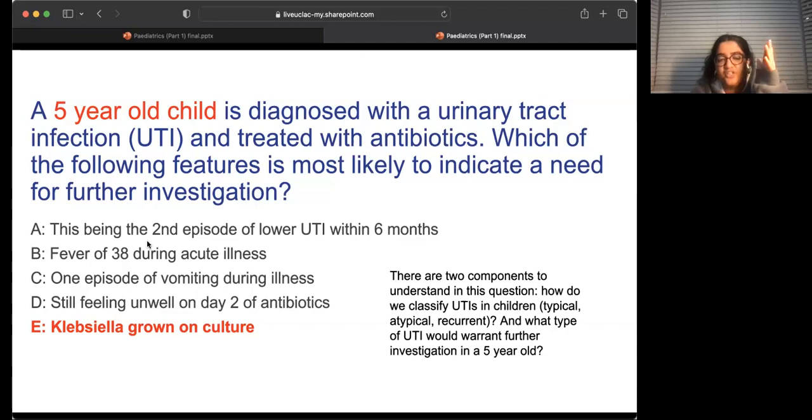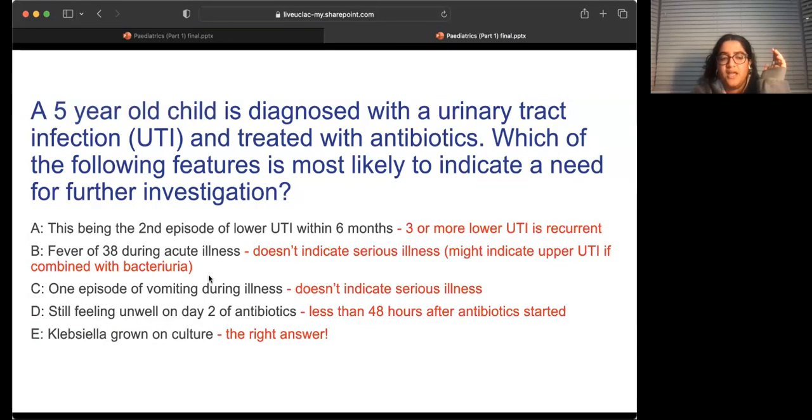Fever of 38 during acute illness. Now, I'm a bit skeptical of this because I think a fever of 38 is decently high. It doesn't necessarily indicate serious illness, but it could indicate an upper UTI, like pyelonephritis, for example, and in that case you would require further investigation. But I think it could be because it's a fever of 38 and higher, not actually just 38, which I think is quite mean.